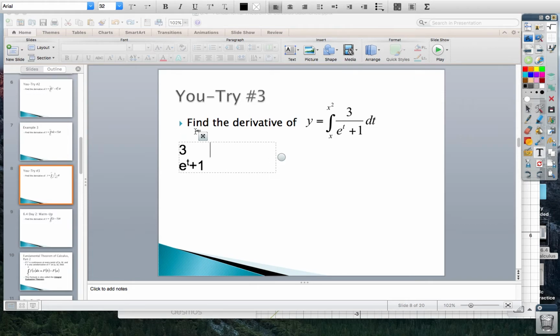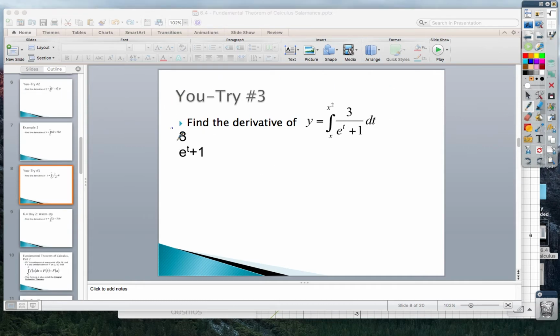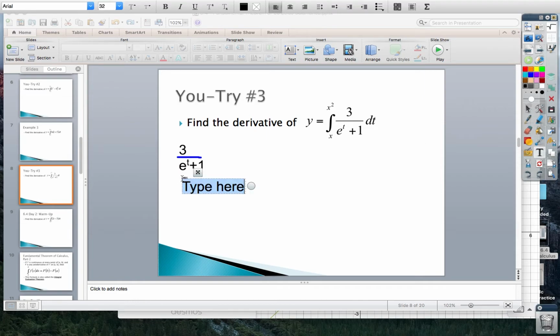And what we're going to do here is we're going to replace that. So we draw a fraction bar. That's not a negative. Okay. And now we're replacing. So we're going to go ahead and put in 3 divided by e to the x squared plus 1 times dt, so that'll be times 2x.